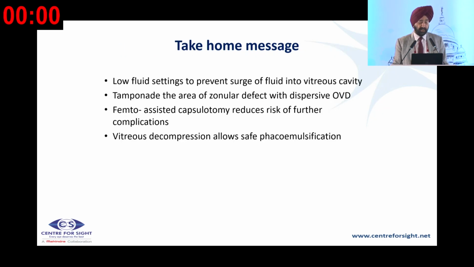So the take-home message is low fluid settings to prevent surge of fluids into the vitreous cavity, tamponade the area of zonular defect with dispersive OVD, femto-assisted capsulotomy reduces the risk of further complications, and vitreous decompression allows safe phacoemulsification in subluxated cataracts. So difficult situations often yield the best results, and the patients are satisfied with the outcome.